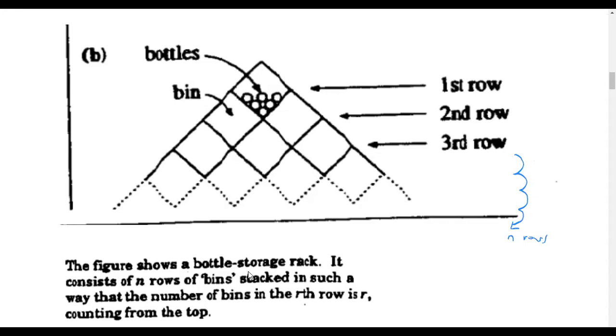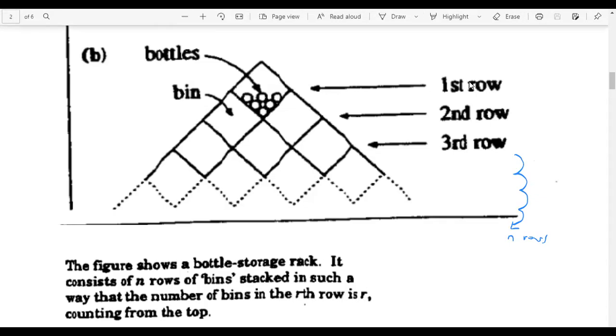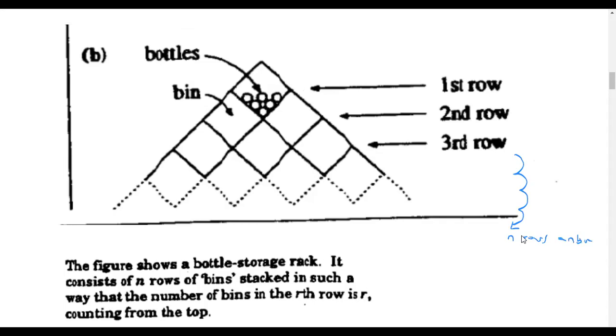And it's in such a way that the number of bins in the rth row is r. So the first row has 1 bin. The second row has 2 bins. The third row has 3 bins, and so on. So your nth row would have n bins, as you'd expect. Right? So that's what we're basically saying, counting from the top. So it's like a kind of pyramid sort of situation.